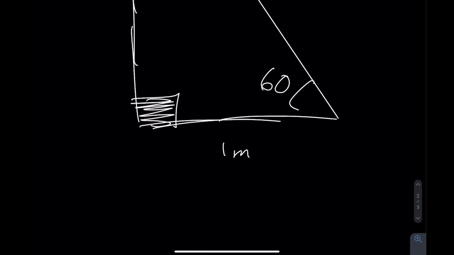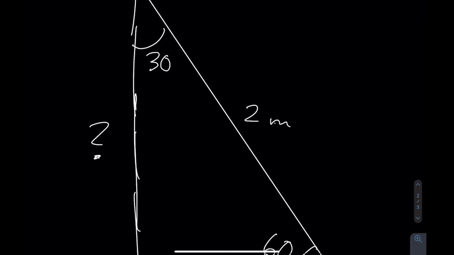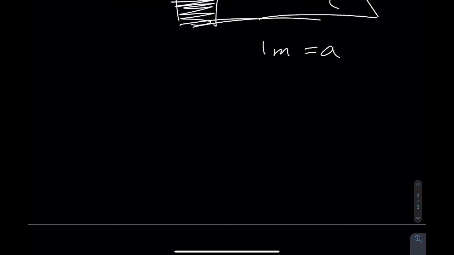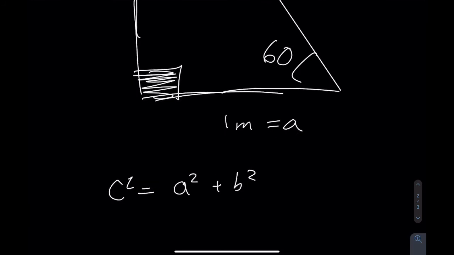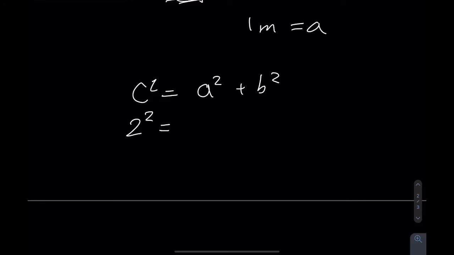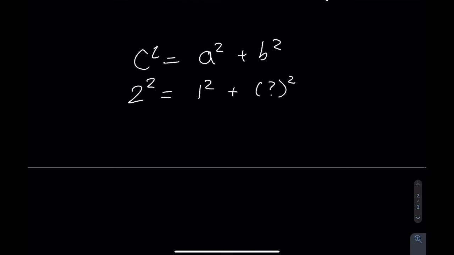So, kind of randomly, let's just call this A, let's call this B, and we can call this C. We know that C squared is going to be equal to A squared plus B squared. Let's fill in what we know. We know that C is equal to 2, so 2 squared. A is 1, so 1 squared, and then B is just a big question mark because we don't know that yet. So we have 2 squared, which is equal to 4.